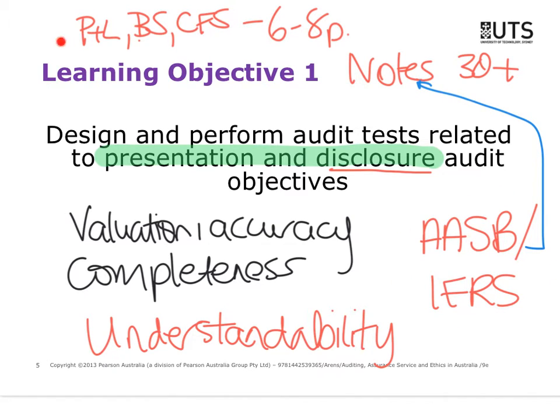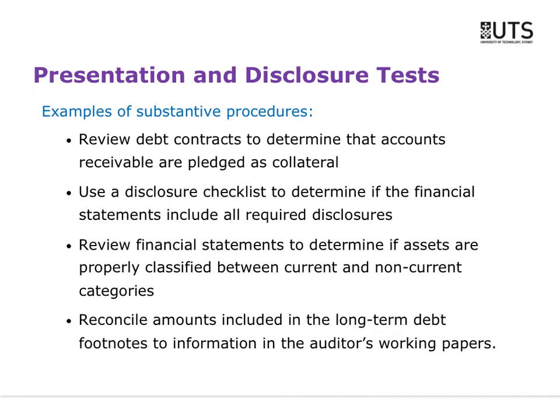So we actually don't just look at these financials, we look at these notes as well. So what sort of things might we look at? We might need to look at, are there any contracts where we have to have collateral? We look at disclosure checklists to make sure that everything is in accordance with our AASB requirements. We look at current and non-current assets and liabilities, so that's really our allocation type stuff.